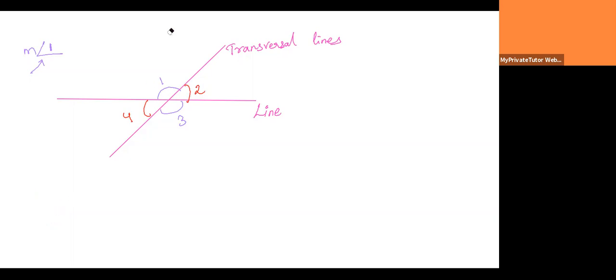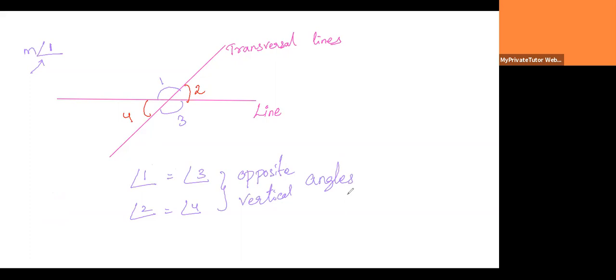Okay, so now, as you guys rightly said, angle 1 and angle 3 are the same, angle 2 and angle 4 are the same, which means these two are called opposite angles, or else we can say vertical angles. And in the same diagram, if I ask you what is the relationship between angle 1 and angle 3, you will say those two are vertical angles, or opposite angles.